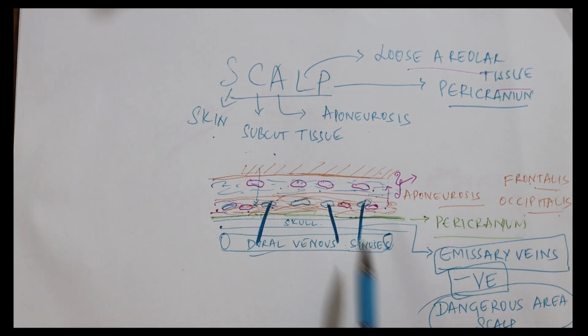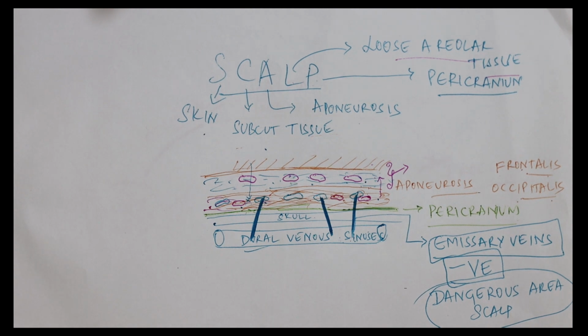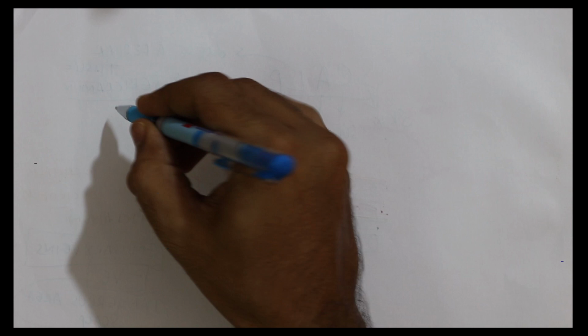So that is one negative aspect of the fourth layer. So the dangerous area of the scalp is nothing but the fourth layer, which is the loose areolar tissue. So these are the various features of the 5 layers of the scalp. Apart from this, what all we should know in the scalp means what are the nerves that are supplying the scalp, what are the blood vessels that are supplying the scalp, and what is the lymphatic drainage of the scalp.